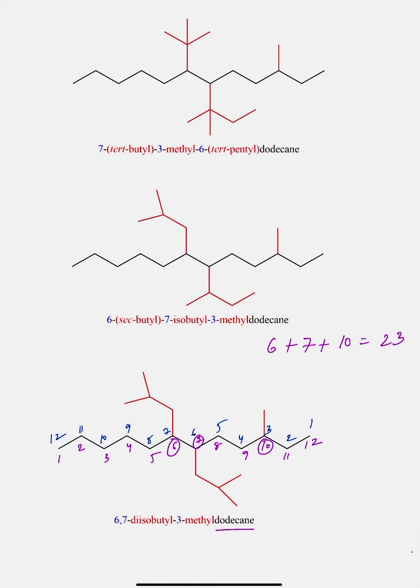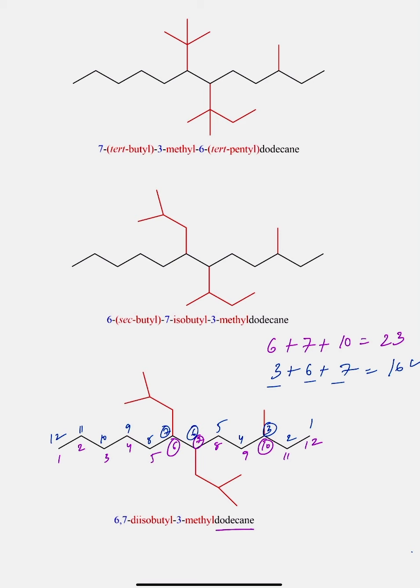Now according to blue numbering, if I count 3 plus 6 plus 7, so 3 plus 7 is 10, 10 plus 6 is 16, so this is correct. So purple is wrong and blue is correct. So the correct numbering is numbering from the right end rather than from the left end.